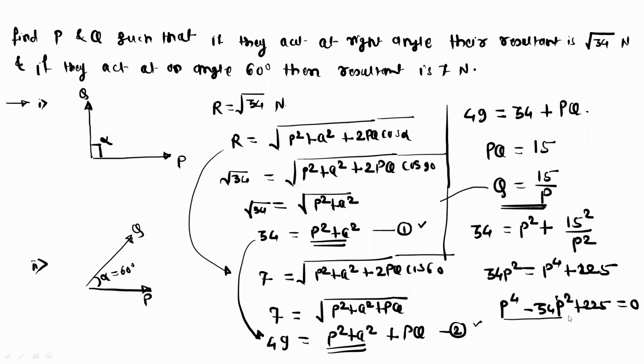This equation is similar to a quadratic equation. It is a fourth order equation, but we can convert it into a quadratic equation. Let us assume p square is equal to x. Replace p raised to 4 with x square, and p square is x. So we can convert this equation into a quadratic equation. You can observe here, we get x square minus 34x plus 225 equal to 0. Solve this in equation mode in your calculator.